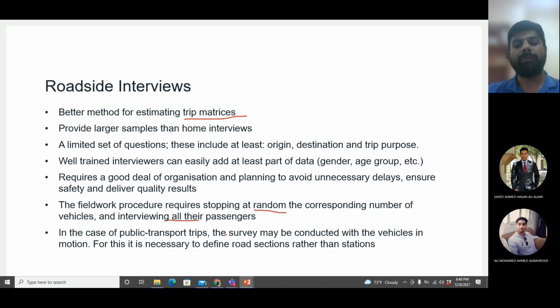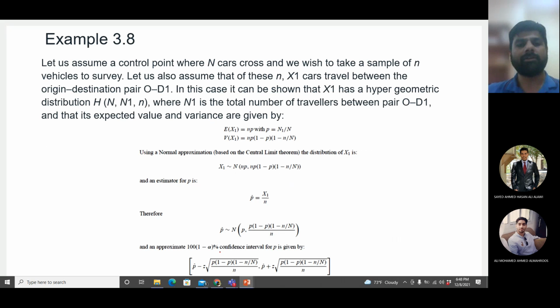In case of public transport, if you are doing the roadside interviews for public transport, then you can do it in the vehicle, because obviously people are not driving. So you can sit inside the bus and you can ask them the questions. And it will obviously reduce the error, reduce the safety issues and so on and so forth.